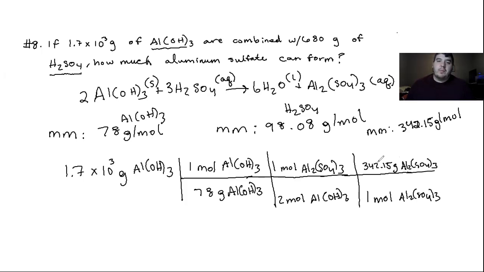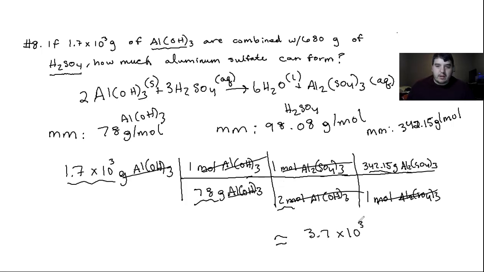Okay, so when we calculate all this together, we see that our grams of aluminum hydroxide are going to go away. The moles of aluminum hydroxide are going to go away. And the moles of aluminum sulfate are going to go away, leaving us with just the grams of aluminum sulfate. And when we calculate all this together here, we're going to have this divided by 78, also divided by 2, and then multiplied by this molar mass. I'm going to get a value of 3.7 times 10 to the third grams of aluminum sulfate produced when provided with this much aluminum hydroxide.